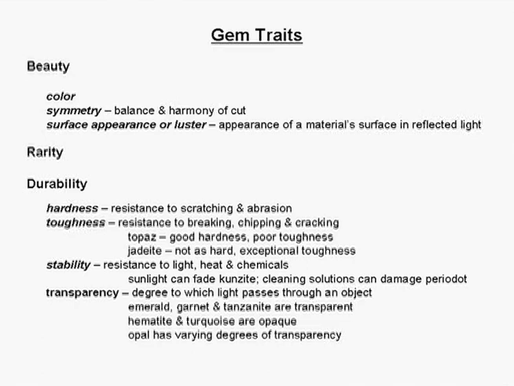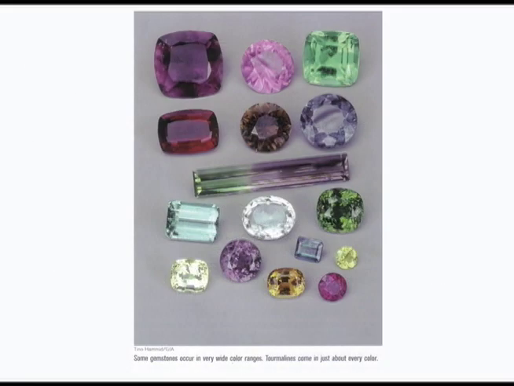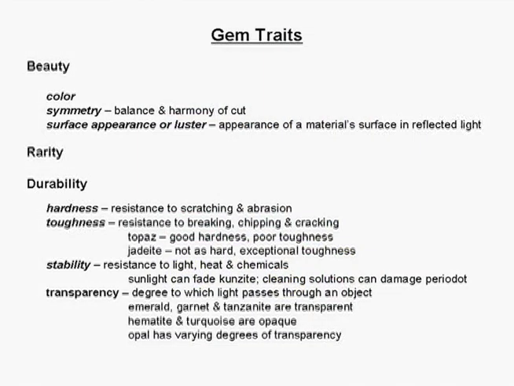Color. And what we find is gemstones come in a variety of colors. These are all tourmalines, and you can see how they come in a variety of colors. It's also based upon symmetry, which is a balance and harmony of the cut, and the surface appearance or the luster. How does the gem appear in reflected light? The second trait is how rare the gem is. Some are quite common, some are very rare.